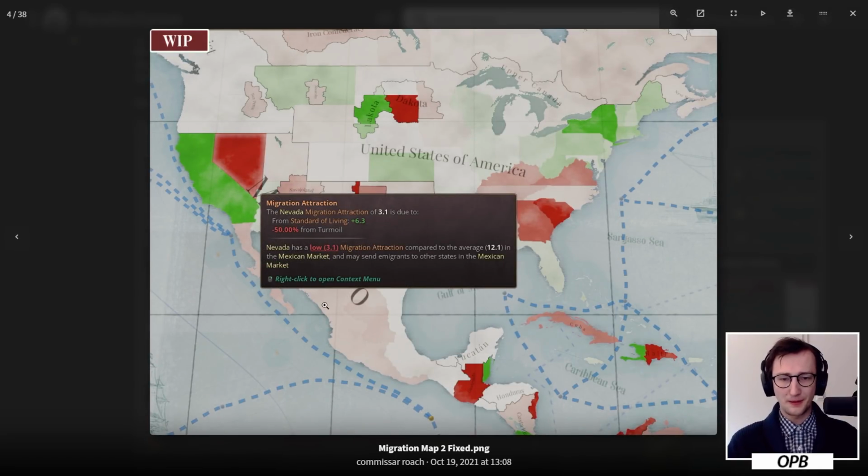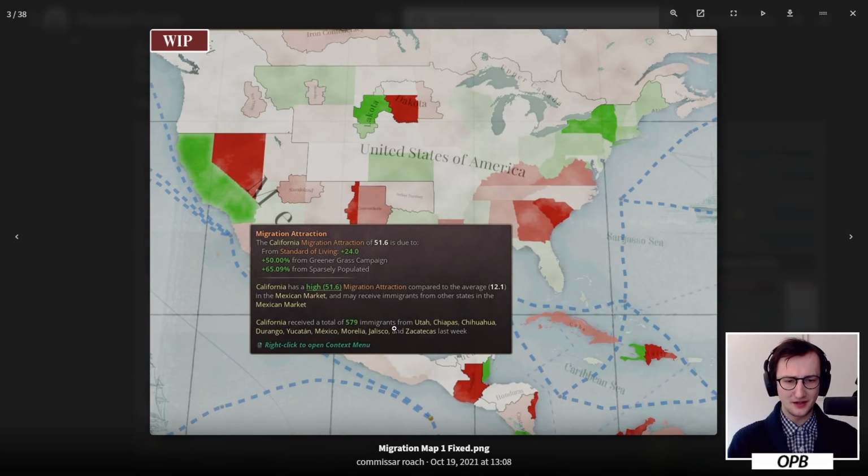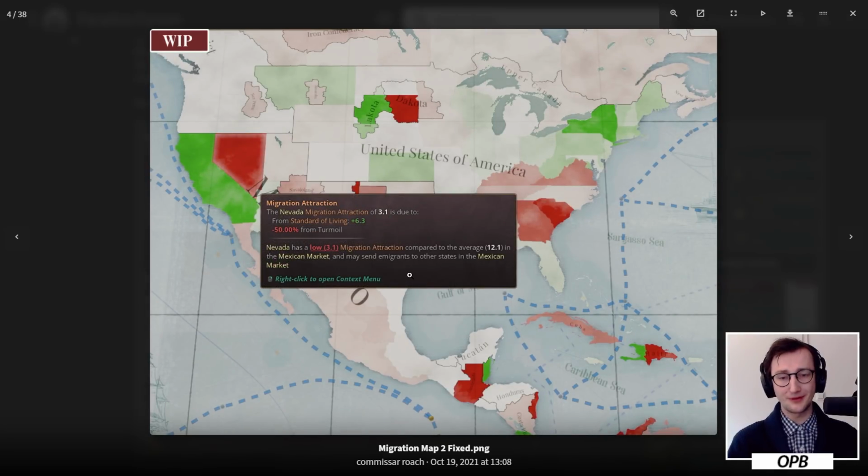If we look on the other page, this is Nevada. Nevada seems to be very unhappy. This is minus 50% from turmoil. Who knows what happened there? Meaning that the Nevada migration attraction is very, very low. And this might mean that they're sending out immigrants. Let me actually check Nevada. We got anybody here? Nobody from Nevada. Interesting. Okay, maybe in the future. But they are very unhappy. Now, I assume Nevada is probably also pretty empty. But to be fair, Nevada doesn't have much arable land.